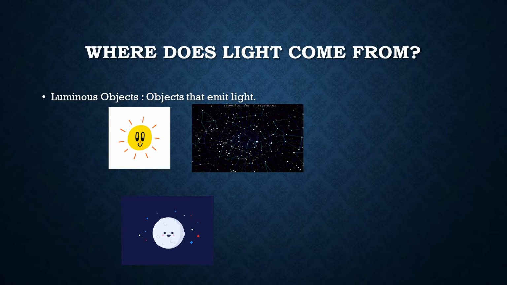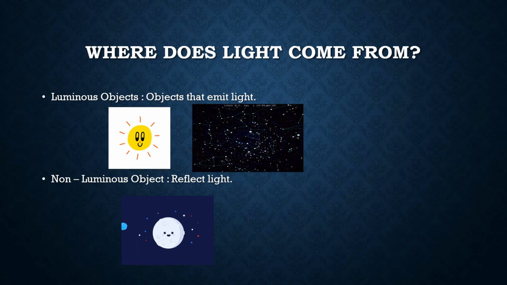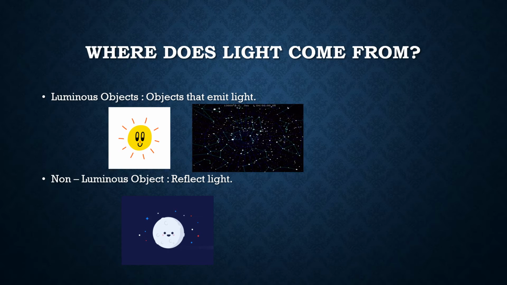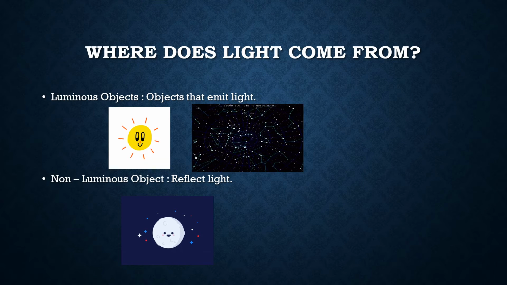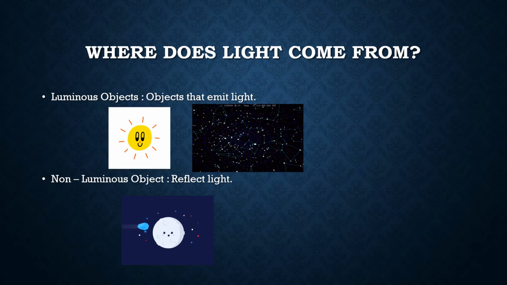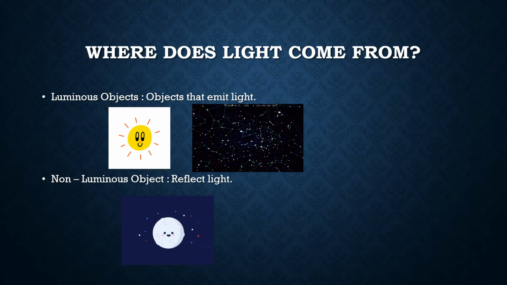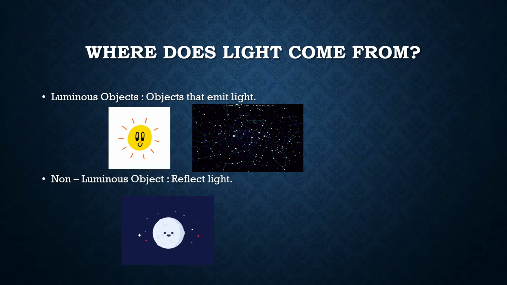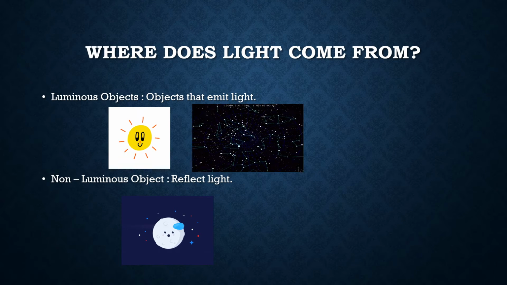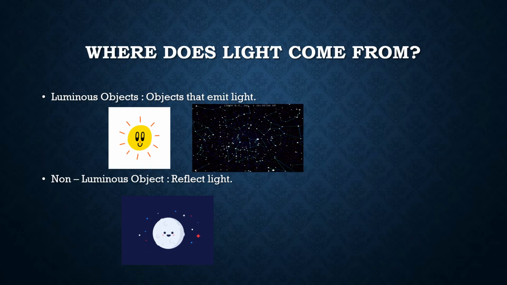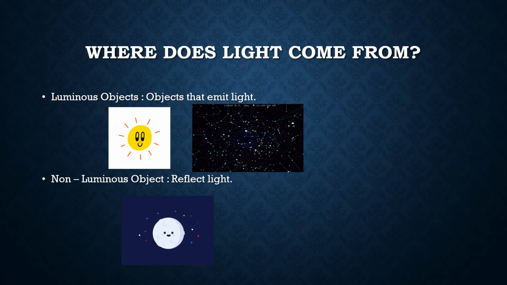Now, what are non-luminous objects? Non-luminous objects are those which do not emit their own light, but simply reflect the light emitted by the luminous objects. For example, the moon, the pencil, a book, an eraser, a sharpener, a clock. These are non-luminous objects, and they do not emit their own light, but simply reflect the light emitted by the luminous object.